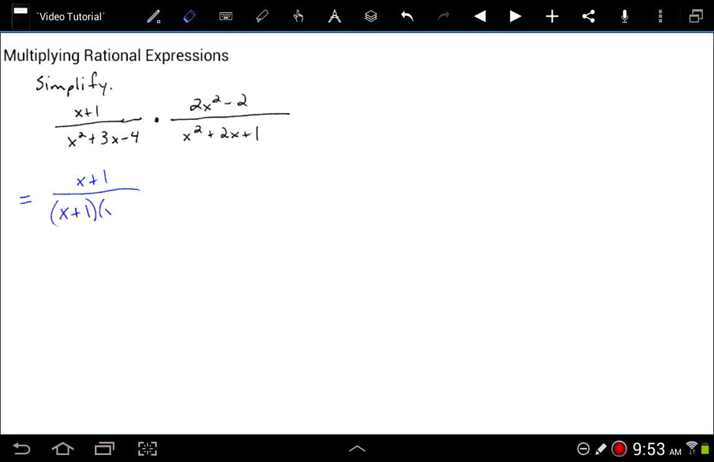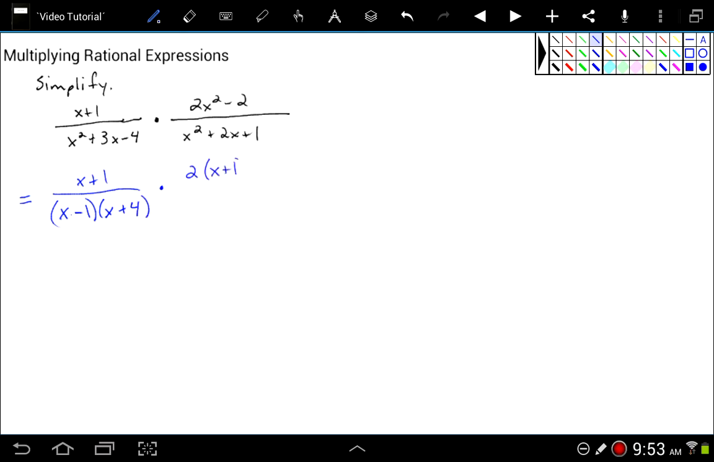Let's see. That'd be x minus 1, x plus 4 times 2 times x plus 1 times x minus 1 over x plus 1 squared. And so that's what we have when we factor. And we know from just basic fraction properties, if you multiply fractions, you just go straight across. You multiply straight across. Notice that I couldn't factor my x plus 1.